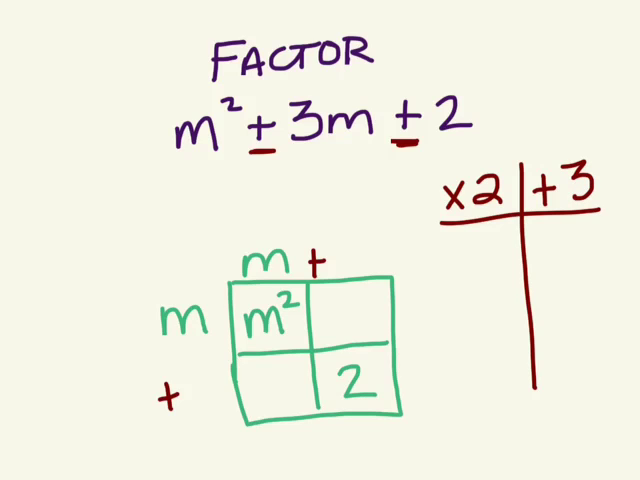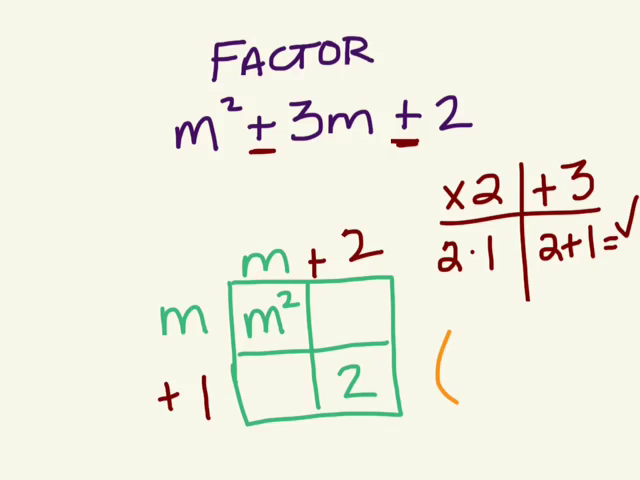Whoa, well, there's only one multiple of 2. It's 2 times 1. Hopefully that adds up to be 3. It sure does. It checks off. So I can put a 2 here. I put a 1 there. Now, I got to write it. Ready? Parenthesis, m plus 2. Parenthesis, m plus 1. We're done. That one's done.